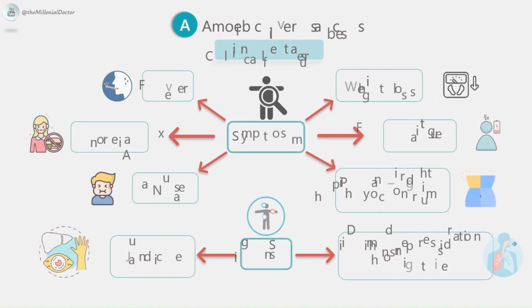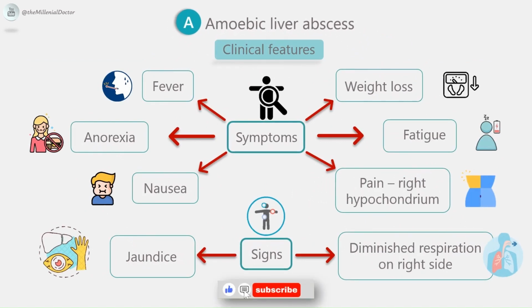The clinical features of amoebic liver abscess: fever is present in most cases. Anorexia, nausea, weight loss and fatigue may also be present. Pain in the right hypochondrium is present due to stretching of the liver capsule. Then the signs are jaundice and diminished respiration on the right side due to hepatomegaly.